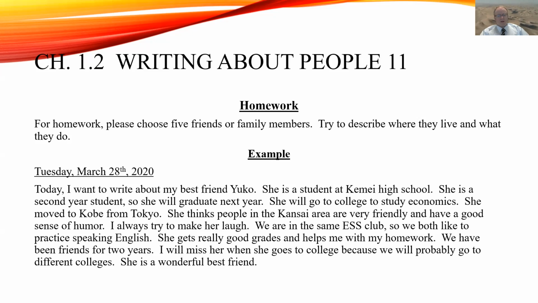She gets really good grades and helps me with my homework. We have been friends for 2 years. I will miss her when she goes to college because we will probably go to different colleges. She is a wonderful best friend.